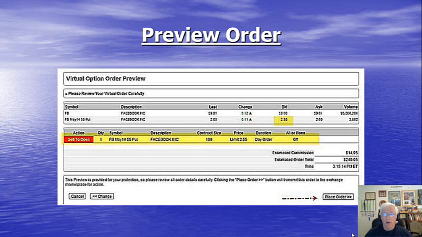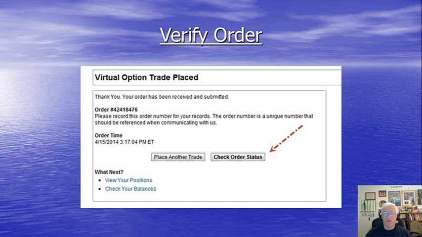It's a day order. We did not check the all or none box. And then at the very bottom, once we've reviewed it and everything's good, we then place our order, and we're instructing our broker to, in fact, execute that trade on our behalf. Now, once we do that, we want to make sure the trade has been executed. And usually that only takes a couple of seconds as long as they're asking for the published price.